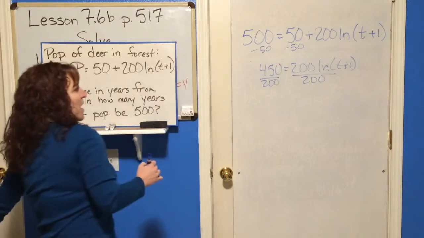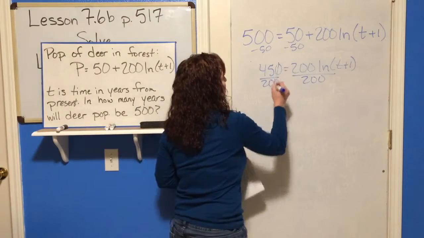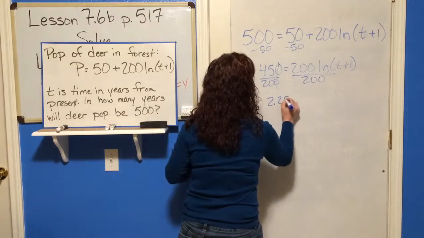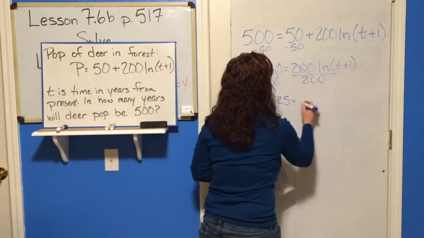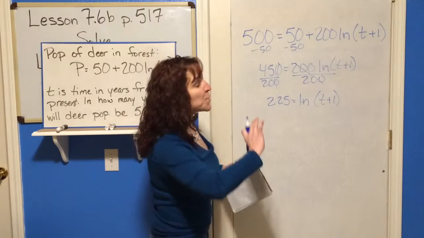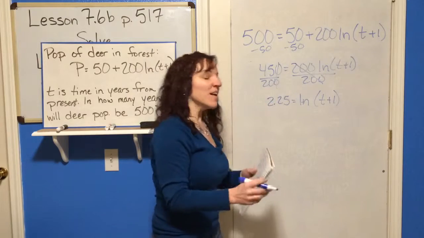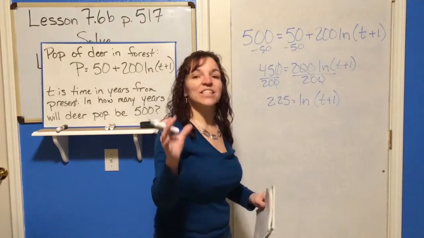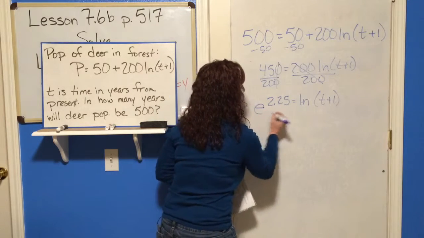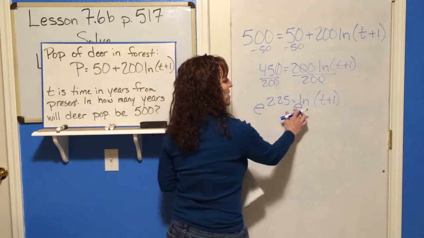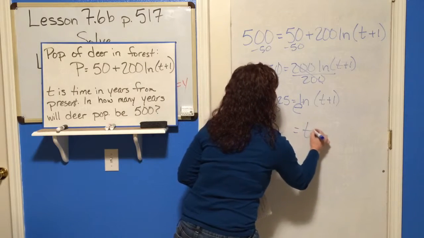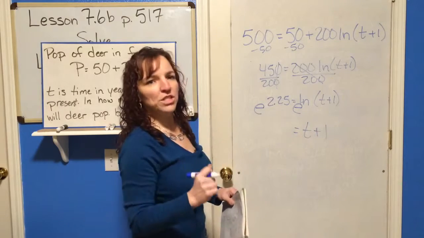I actually put that into my calculator already. You can reduce the zeros. I took 45 divided by 20, and I got 2.25 equals the natural log of t plus 1. And now we want to exponentiate because we have a log. Don't forget, ln means natural log, and that simply means the log base e. So if this is log base e, then I'm going to exponentiate by e. And when I do this, e to the log base e power makes this side equal to just t plus 1, which makes our lives much easier.